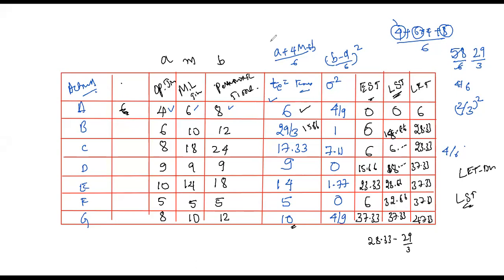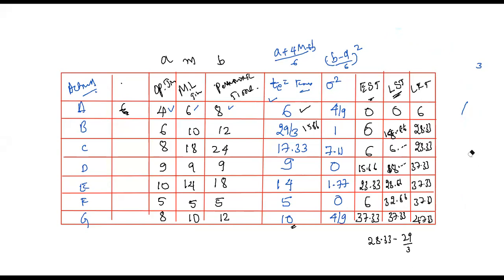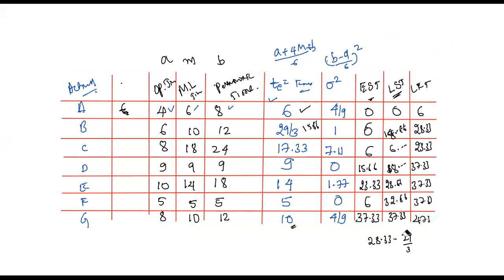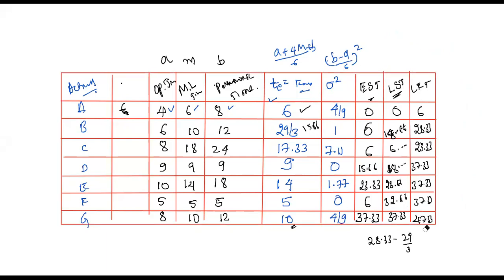Only these column values are required. Apart from this, we don't want anything. So for the values in this table, if you know the formula, that is enough; you can substitute. In the problem, what they asked was the EST, the LST and the LFT. So we calculated those.